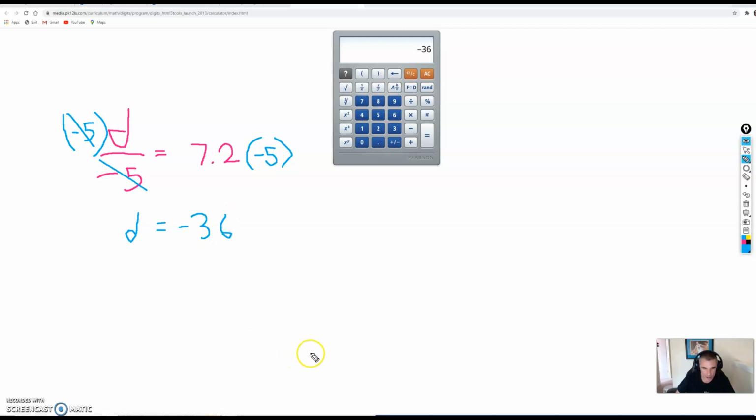That is not correct. What did I do wrong? I'm not going to edit this out. 7.2 times negative 5. Oh, that is right. Does equal negative 36. My bad. I have a negative times a positive, which gives me my negative 36 right here.